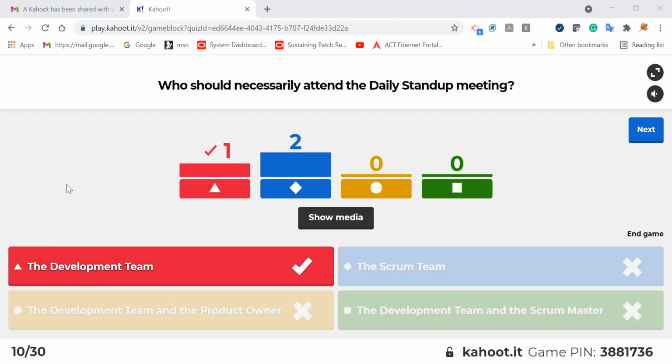But you said that the product owner and Scrum Master can be listeners. Yeah, can be. That's what: who should necessarily attend. If the word necessarily is not there, we can't have a team, right? It's not mandatory, right? On a need basis only they will attend. Yeah, mandatory is the development team. Okay.